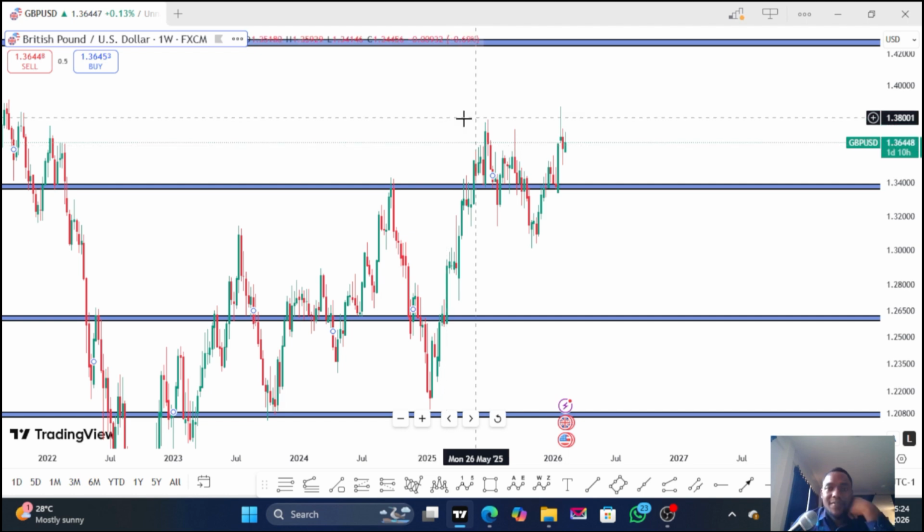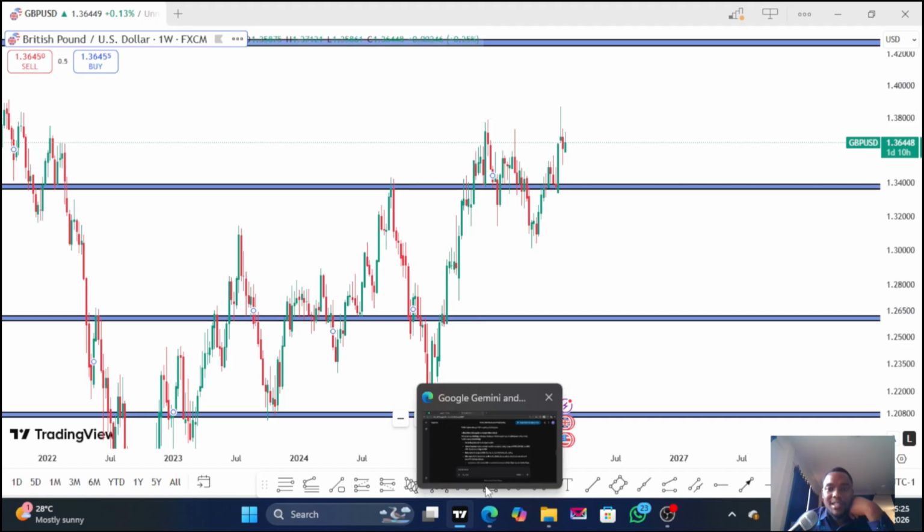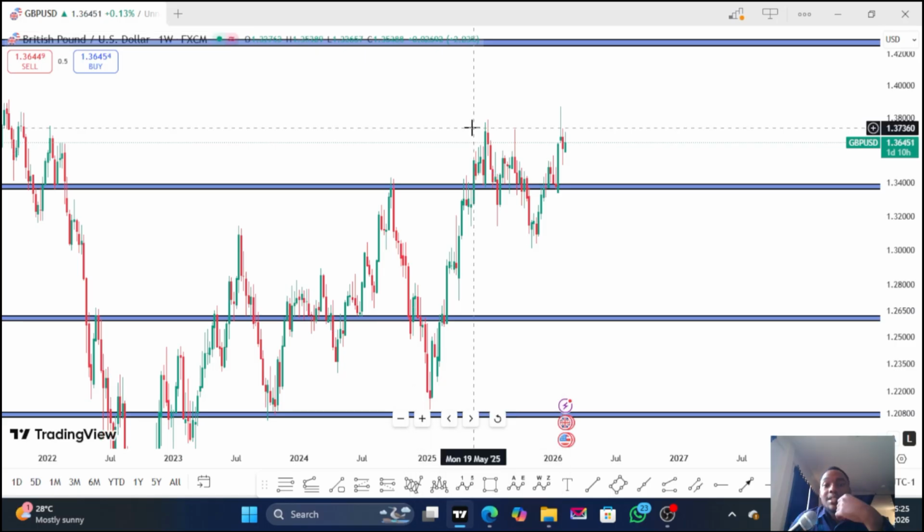It formed equal highs, and there is a price action rule that when we form equal highs, that is the double top. And if the double top is formed, we must come and test the neckline. The neckline, this one, you can see it. This is the neckline.